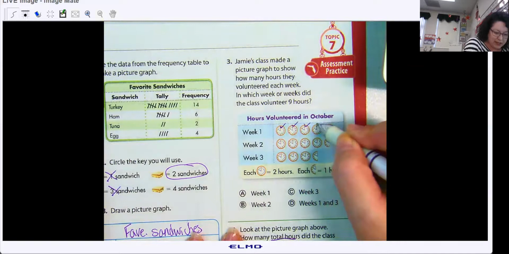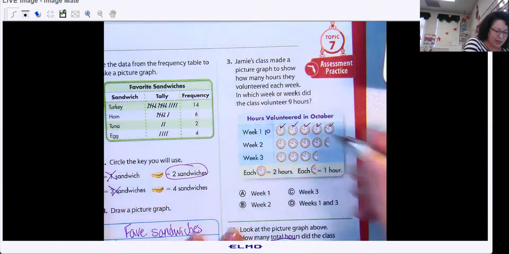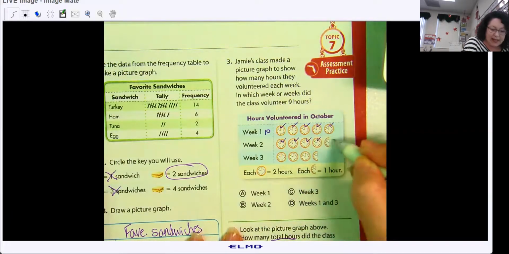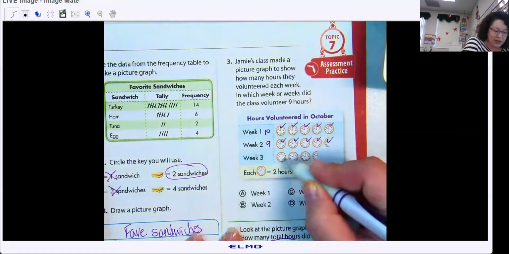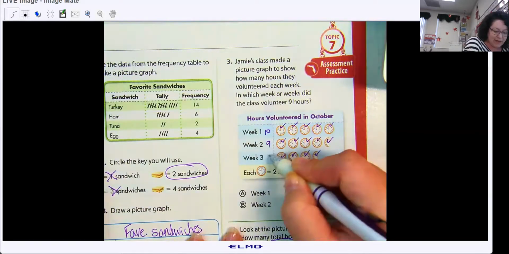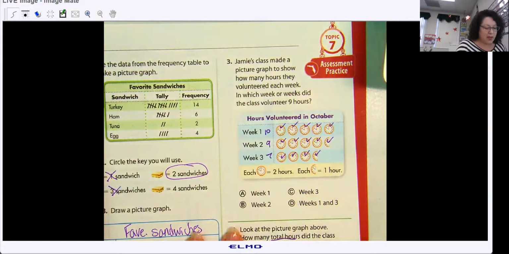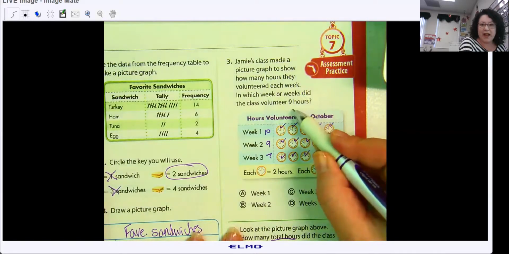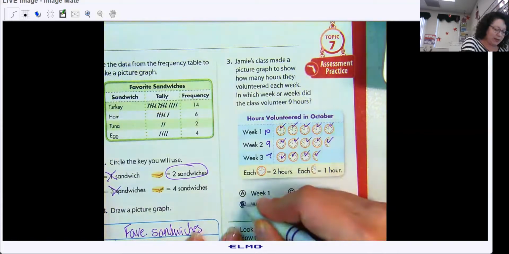2, 4, 6, 8, 10. 2, 4, 6, 8, 9. 2, 4, 6, 7. And it's asking which week volunteered 9 hours. Pretty easy, week 2.